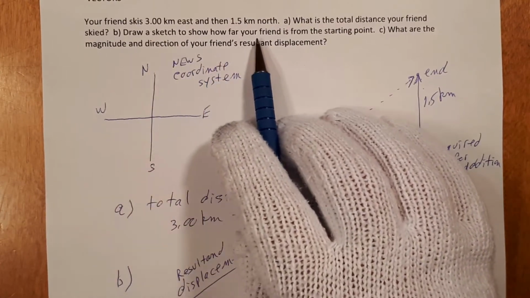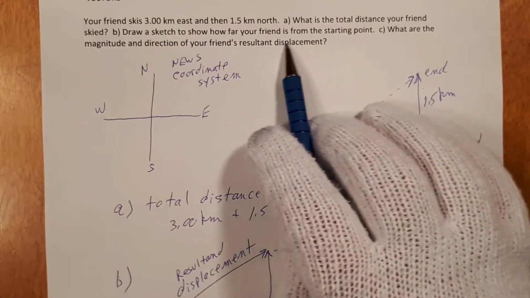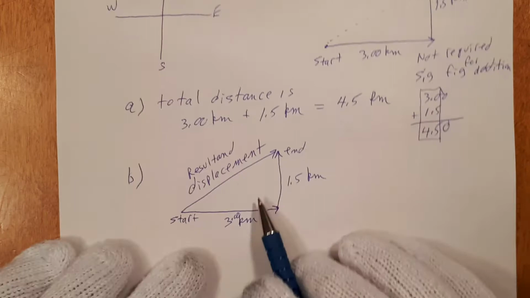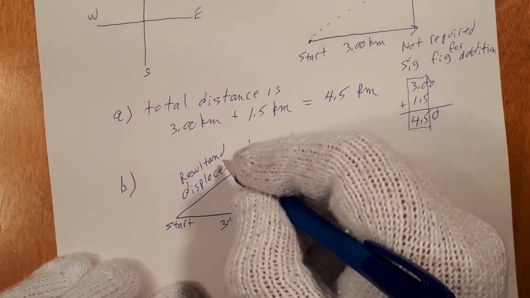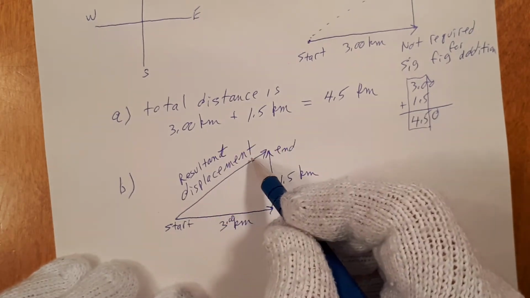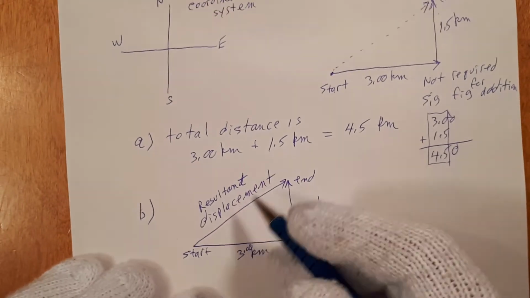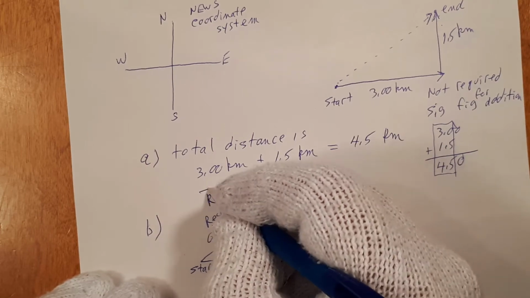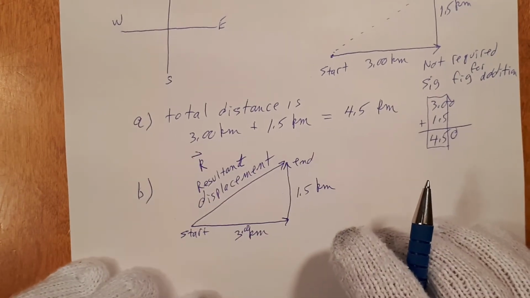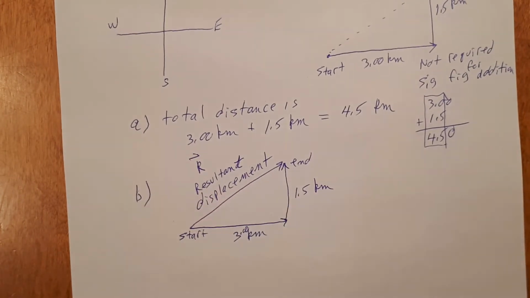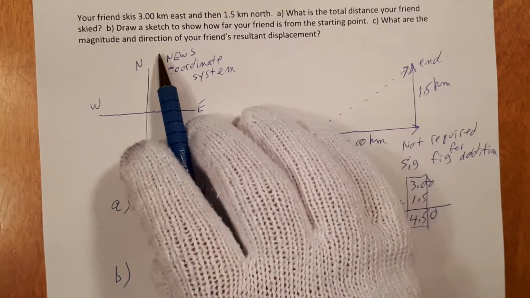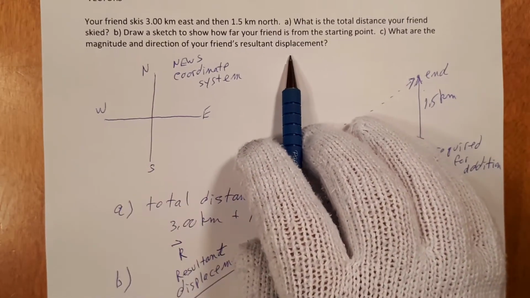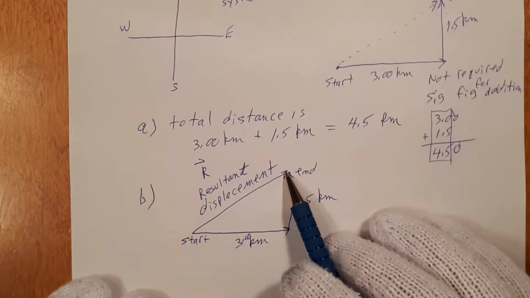So, show how far your friend is from the starting point. And we did that here in introducing the word displacement. And sometimes this is called resultant displacement. This is also sometimes written R with a vector arrow above it, representing the resultant displacement. And part C. What are the magnitude and direction of your friend's resultant displacement? That's this guy right here.